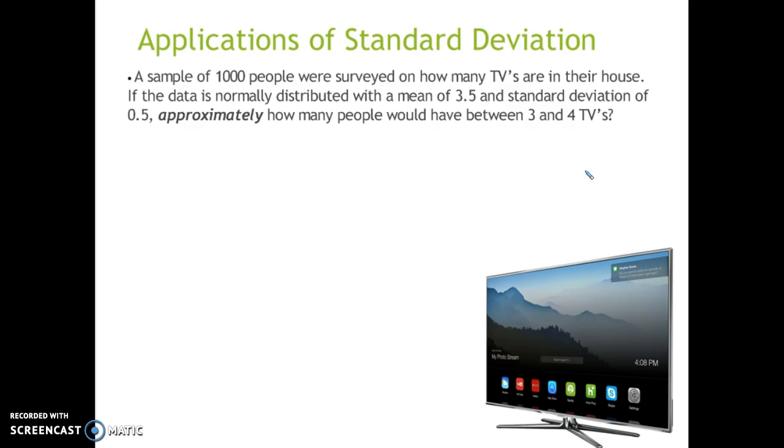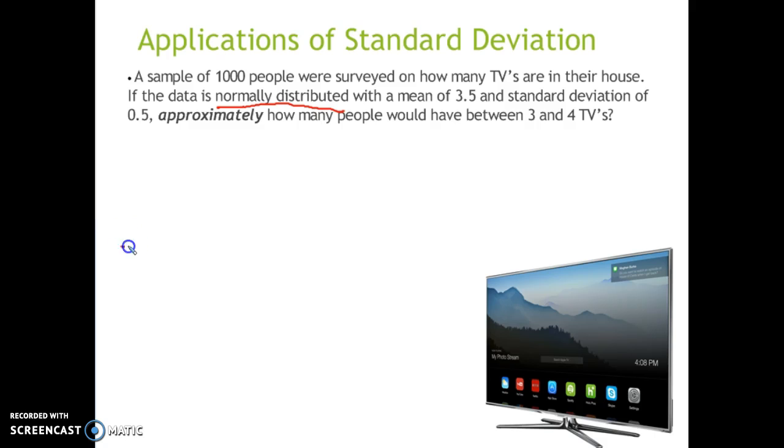Alright, so a couple of applications. A sample of 1,000 people were surveyed on how many TVs are in their house. If the data is normally distributed, so that means it follows that bell curve, with a mean of 3.5 and a standard deviation of 0.5, approximately how many people would have between 3 and 4 TVs?